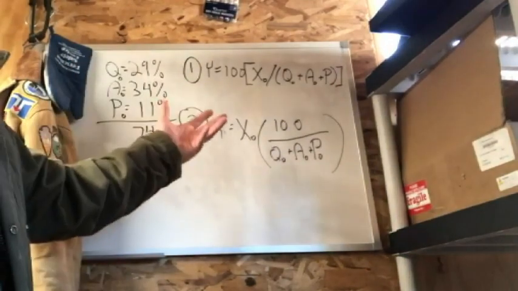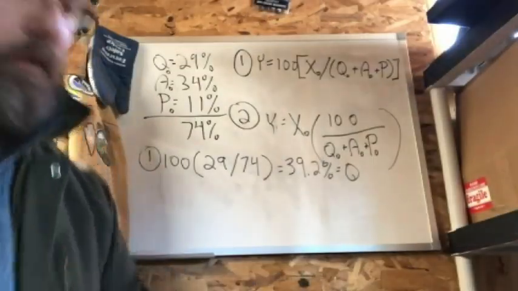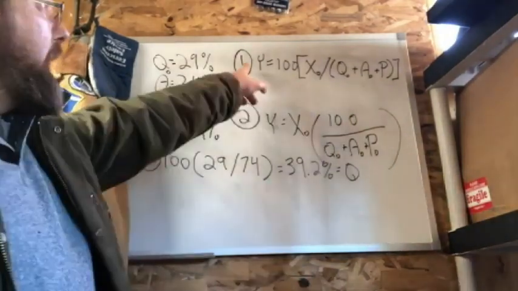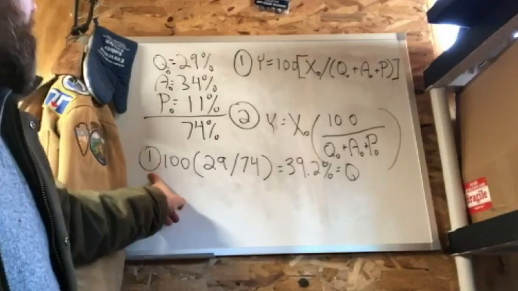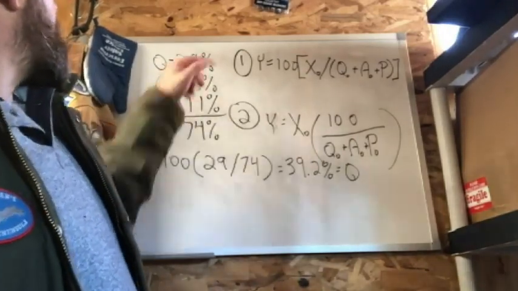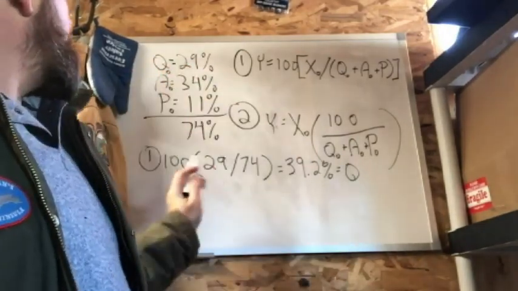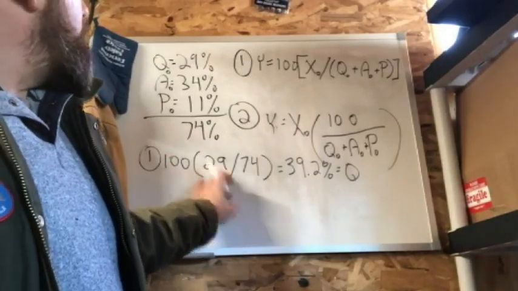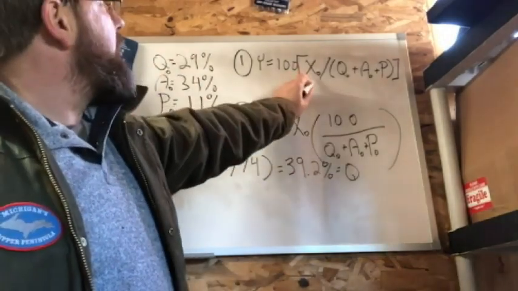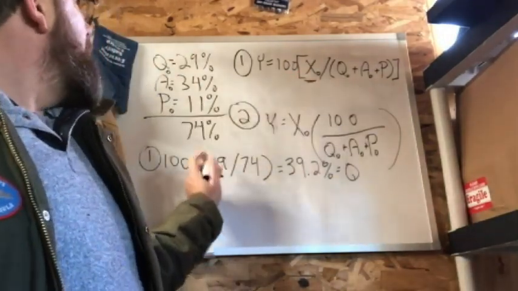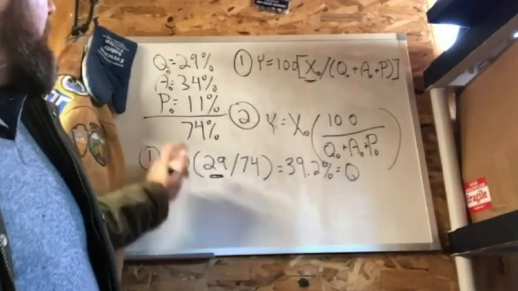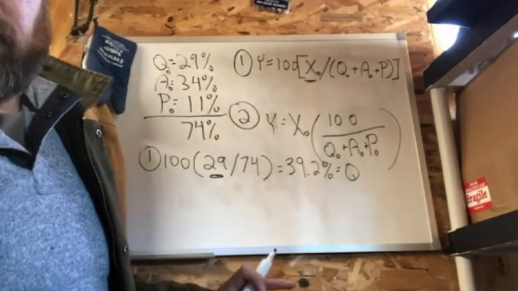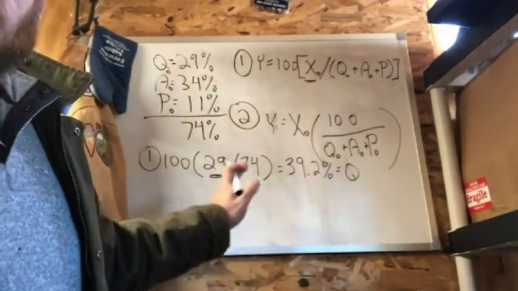So let's calculate. Let's use our quartz first, and we're using equation 1. That's what this number 1 here is. Our quartz initial is 29%. So we take 100, and we take our 29%. That is this X initial here in this case. If we were doing alkali feldspar, we would use A initial, and if we were using plagioclase, we'd use P initial. But we're just going to use quartz. I'm going to show you how to do quartz.